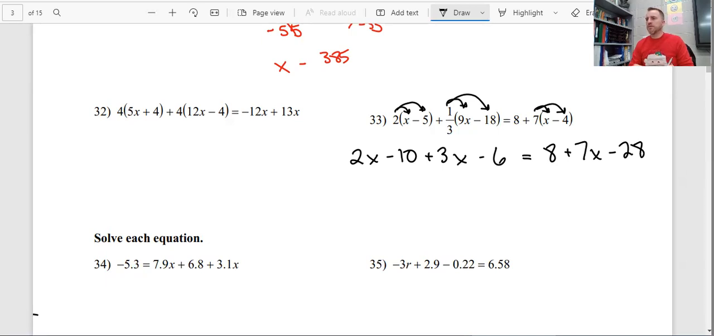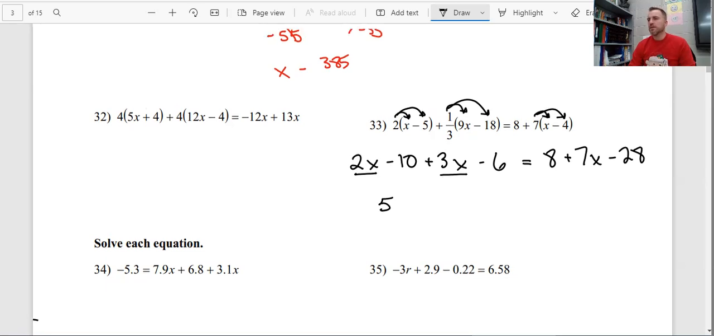All right, so now that we've got everything distributed, all we have left is addition and subtraction. So we want to do those things on either side of the equal sign to consolidate some like terms. So 3x plus 2x makes 5x, and then -10 minus 6 gets us -16 equals, all right, then I'm going to write 7x. It doesn't have any like terms with it, but then 8 minus 28 is -20.